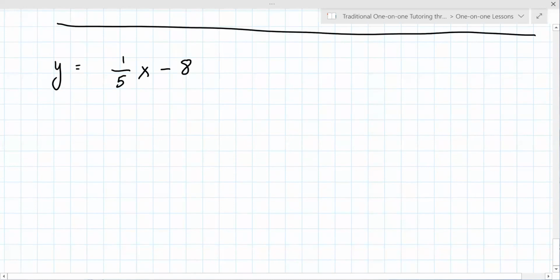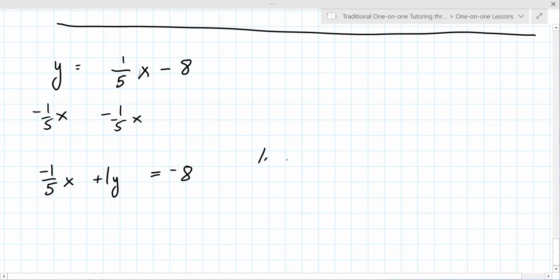It's a new example. So this time I'm going to subtract 1/5 x from both sides. So it's minus 1/5 x plus 1y equals -8. So there's two problems with this line here. The first problem is that there's a 1/5. And the second problem is that it's negative.